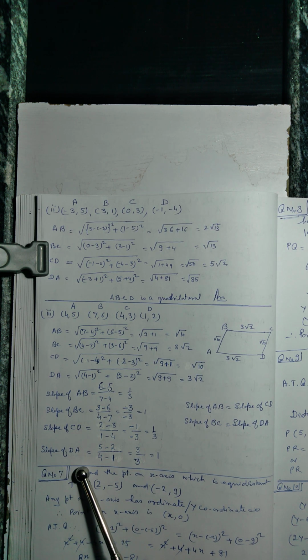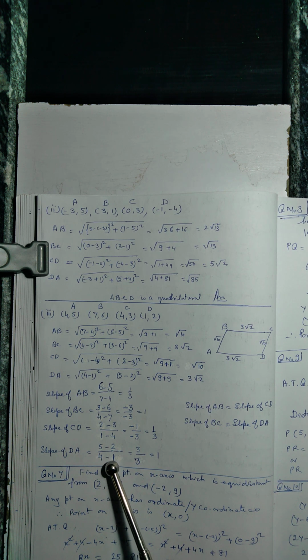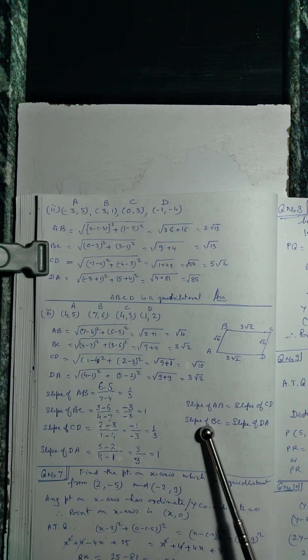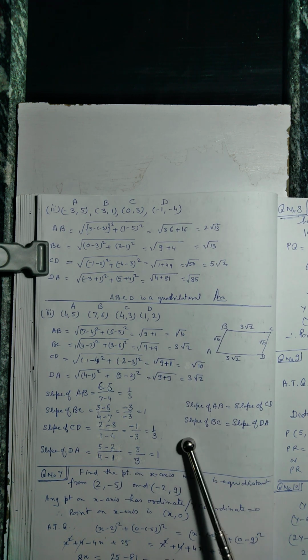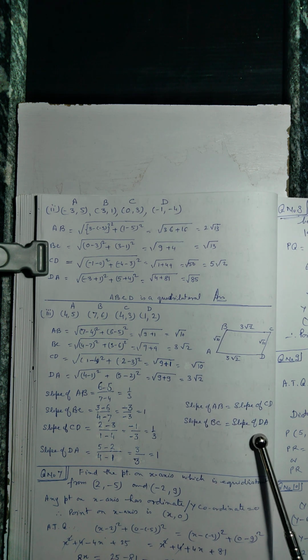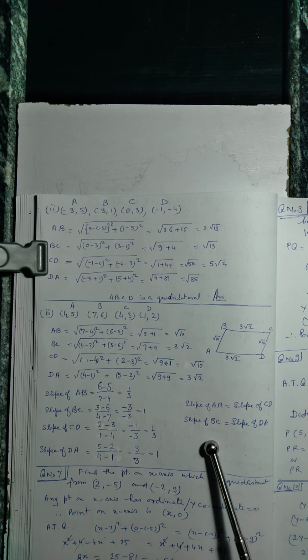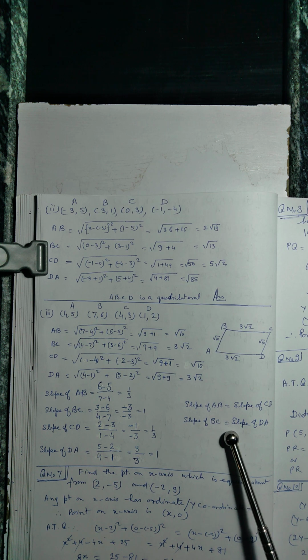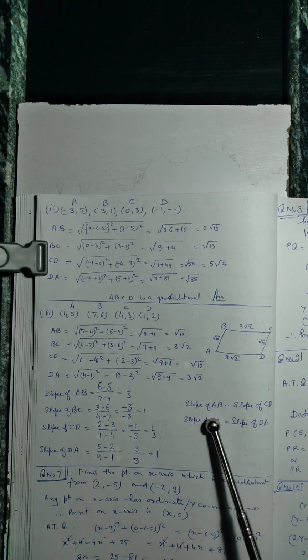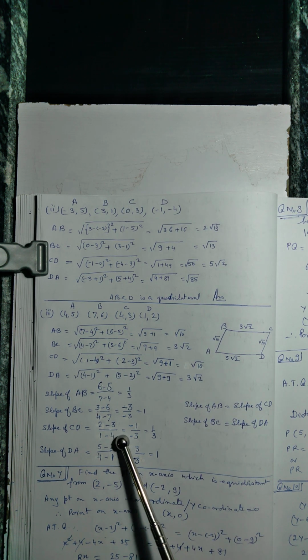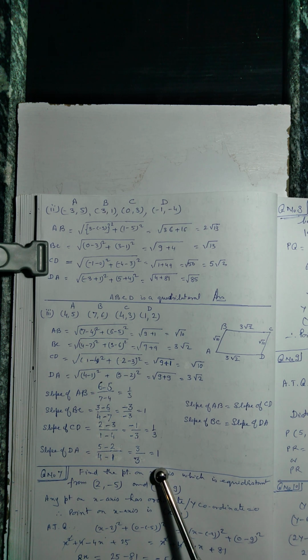Now find out the slope of DA, that is 5 minus 2 upon 4 minus 1. Solve it, you will get 3 by 3, that is 1. Again the slope of AB is equal to slope of CD, slope of BC is equal to slope of DA. So once the opposite side slopes are equal, it means they are parallel to each other. Again the slope of DA is 1.